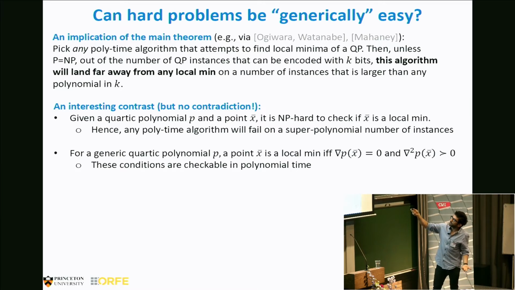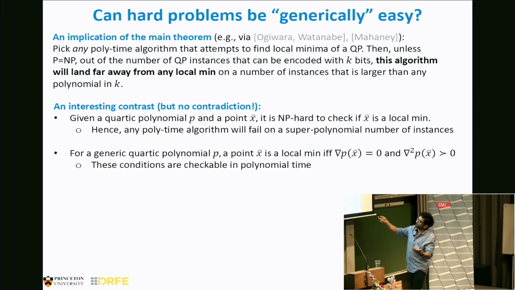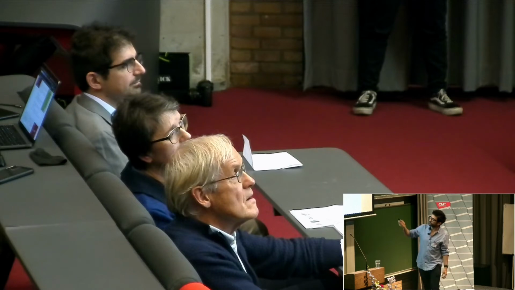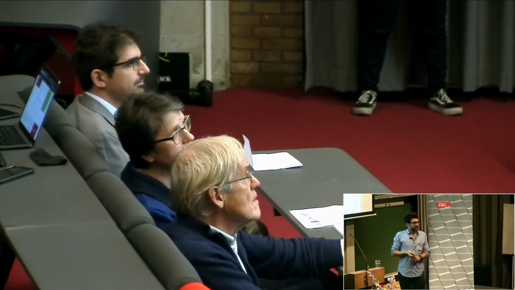Hence, by the same claim that I told you, any polytime algorithm would fail on a super-polynomial number of instances. Yet, for a generic quartic polynomial, so if you generate p randomly, a point is a local min if and only if the gradient vanishes and the Hessian is positive definite. And this can be checked in polytime, because you have n leading principal minors. So where is the catch?